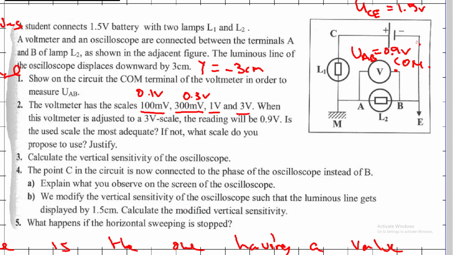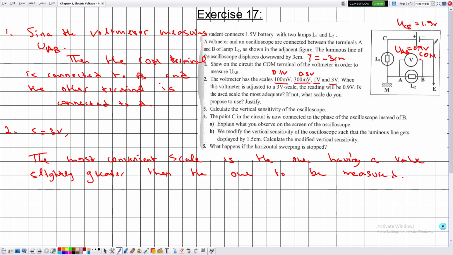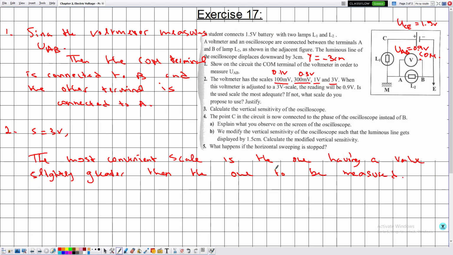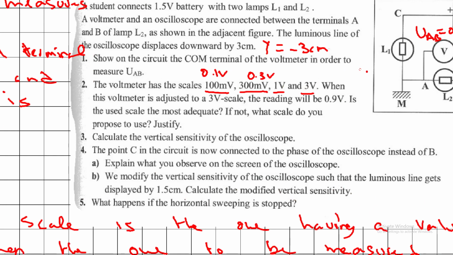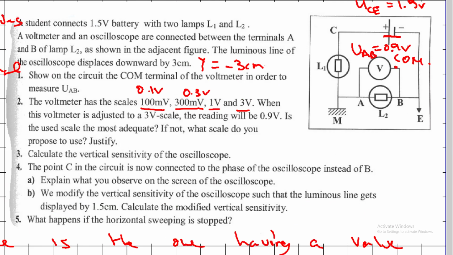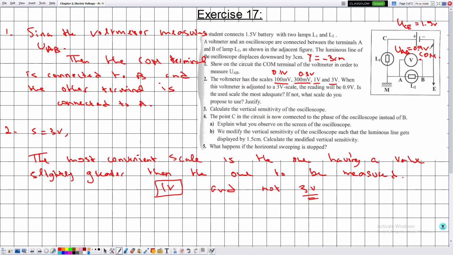So notice that the applied voltage is given by 0.9 volts, independent of the used scale. The scale that we are using is 3 volts. Notice that this is not the convenient scale, because among the following the closest to 0.9 is 1 volt and not 3 volts. So in this case it is 1 volt and not 3 volts. The value of the applied voltage is independent of the used scale. The thing is that whenever we use a scale which is more convenient or most adequate, the reading of the multimeter will be more accurate, or easier to read.